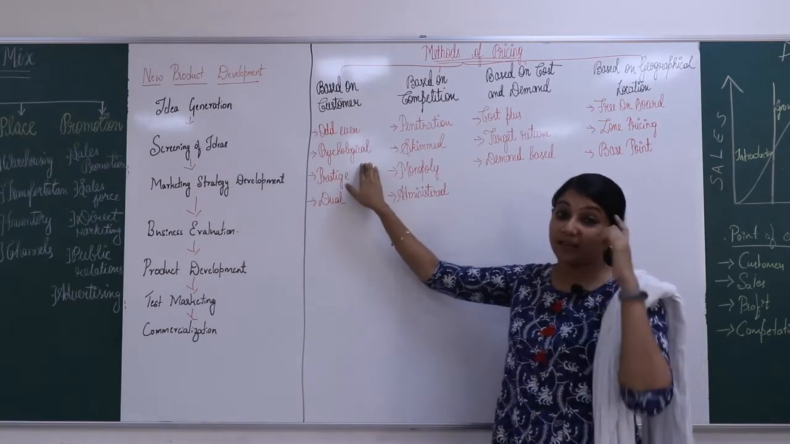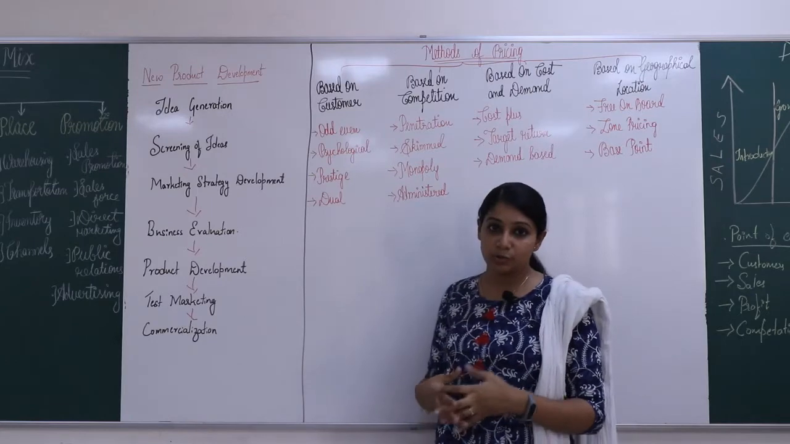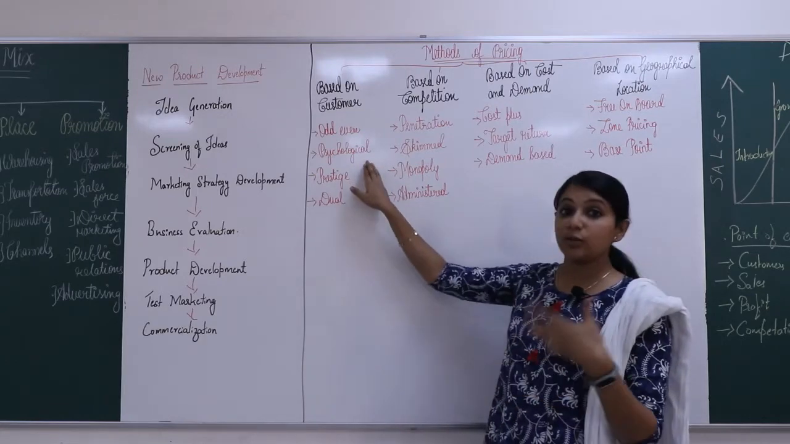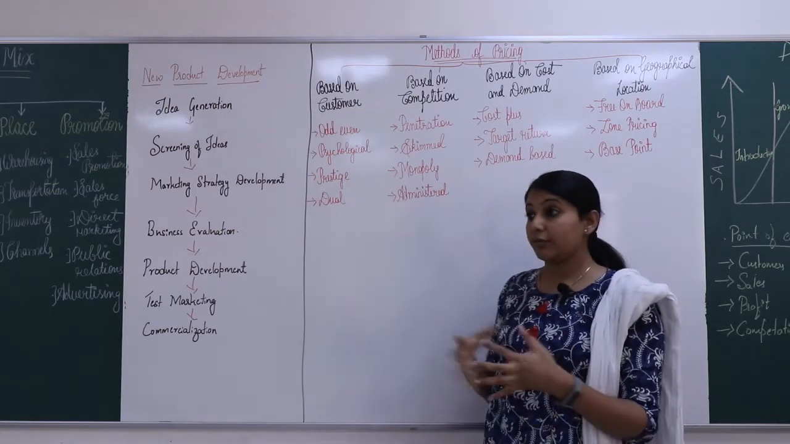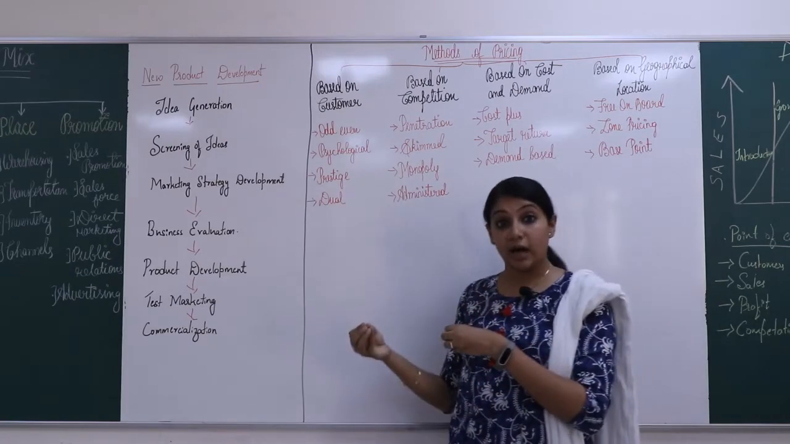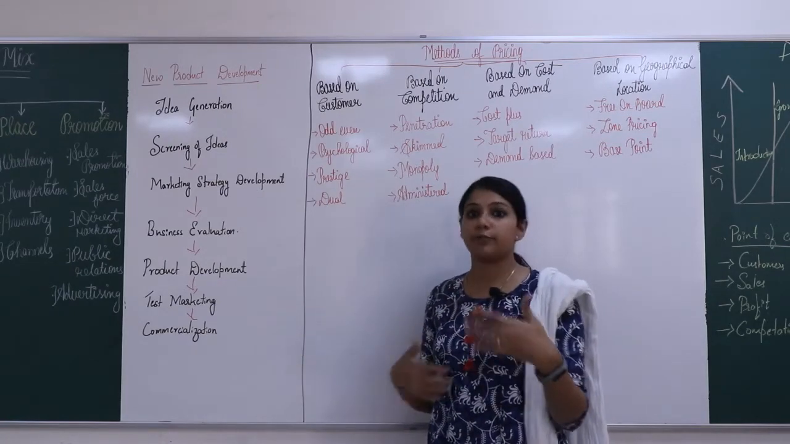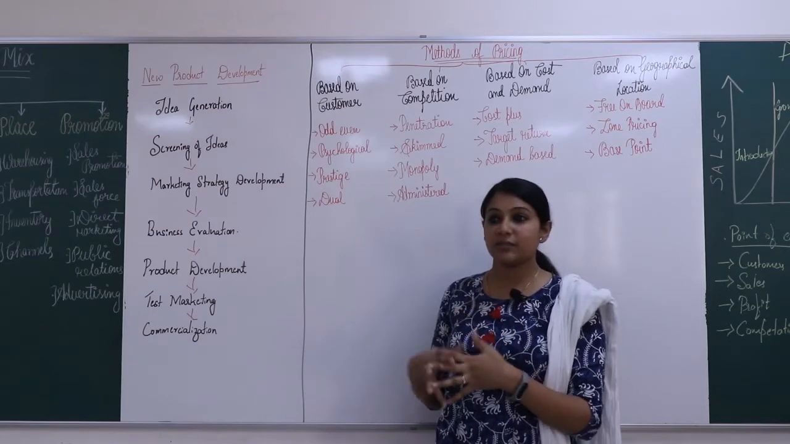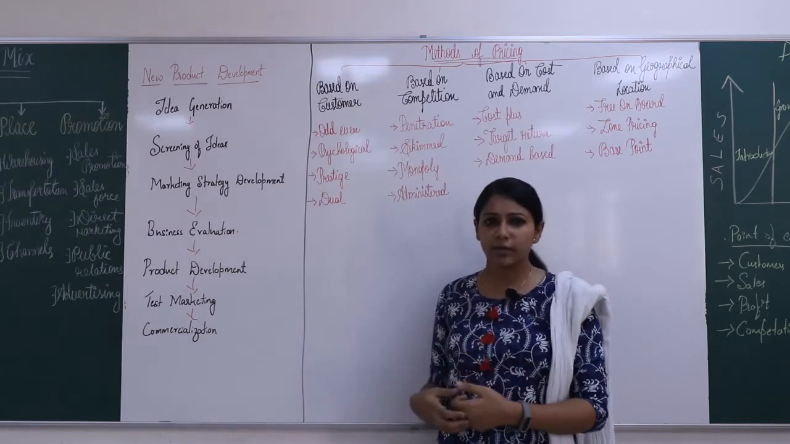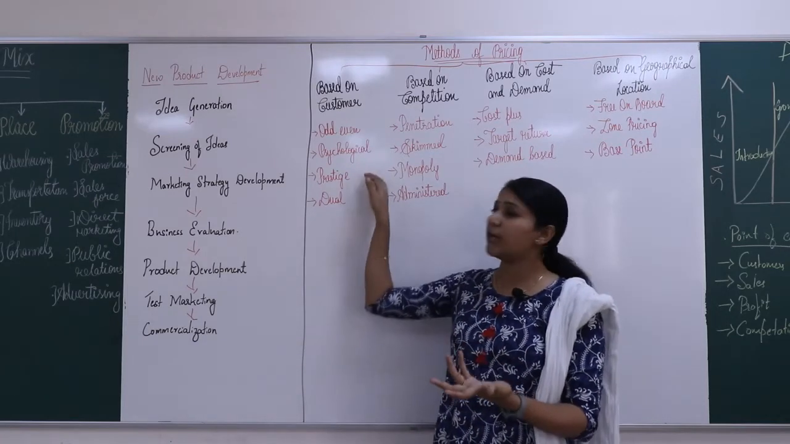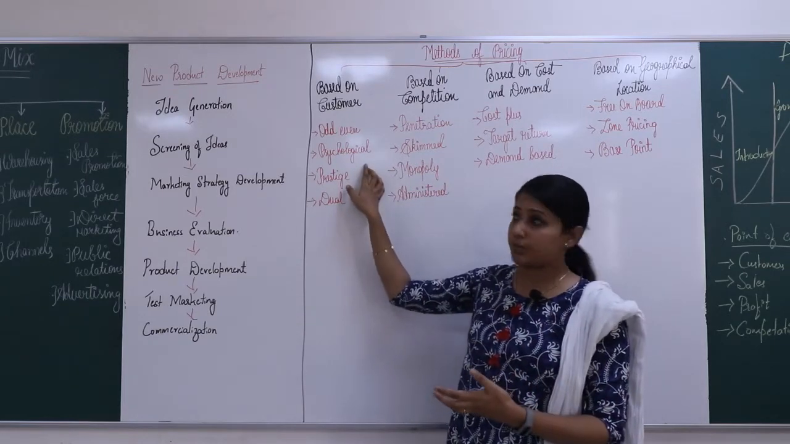Psychological pricing is kind of playing with the mind of your consumer. So you price your product according to what the consumer wants. So if a consumer feels that a product at a higher price gives you a better quality, definitely you would price it at a higher price. Otherwise, if the consumers feel this much price is not required for this particular product, what do you do? You reduce the price. That is your psychological pricing.